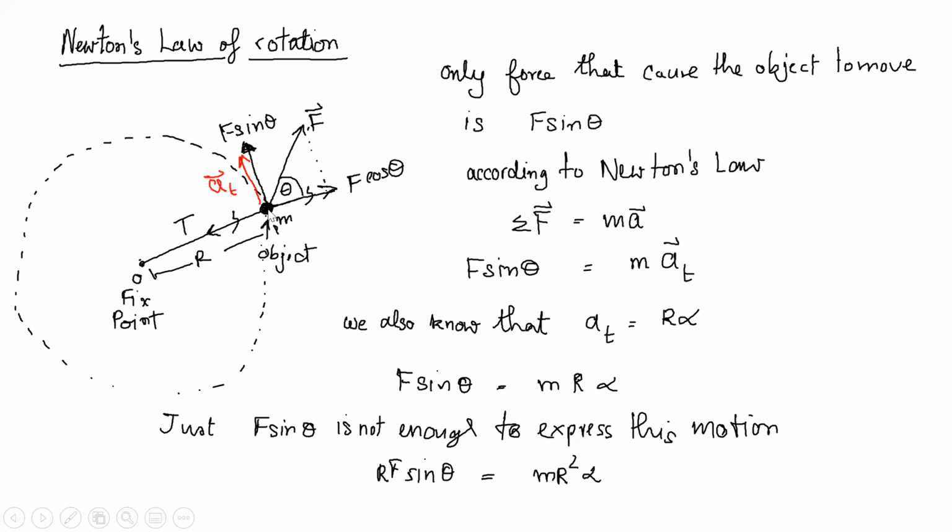And of course, because the object has to stay on the circular track, F cosine theta will be counterbalanced by the tension in the string. So the radial force is going to cancel out. The only force left on the object to move it is F sine theta, and that is perpendicular to the radial direction, or tangential to the curvature of motion. So this is the force that causes the object to move.